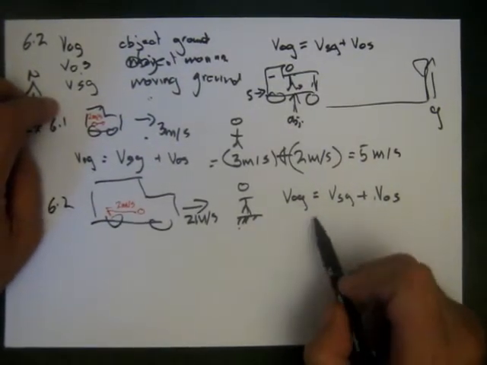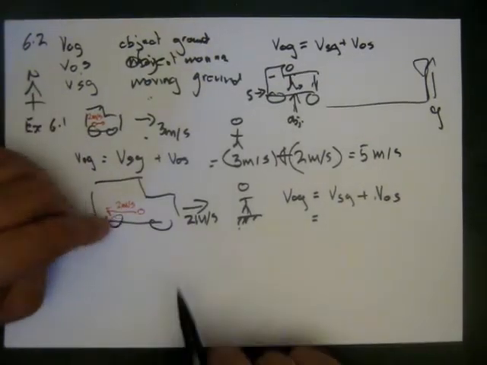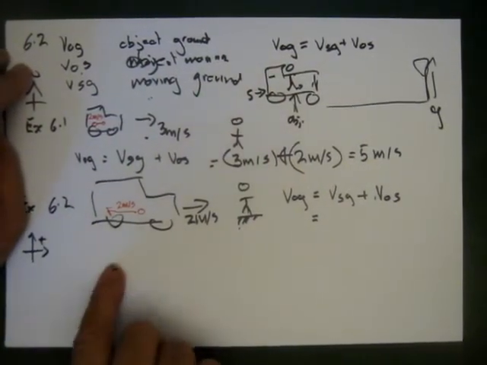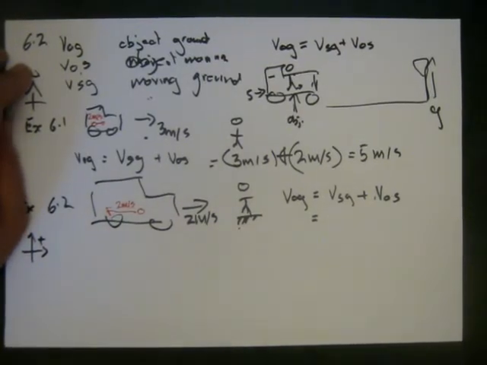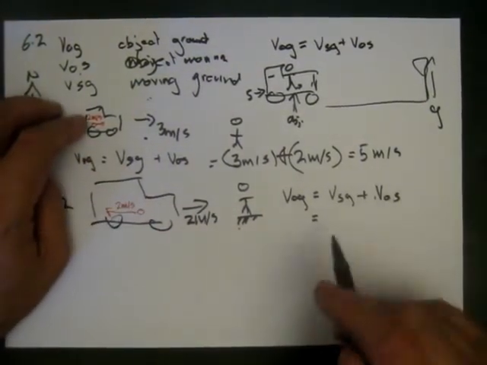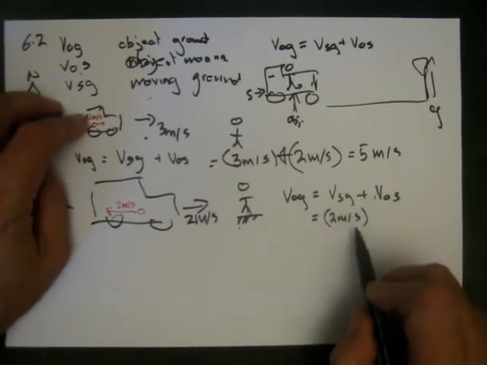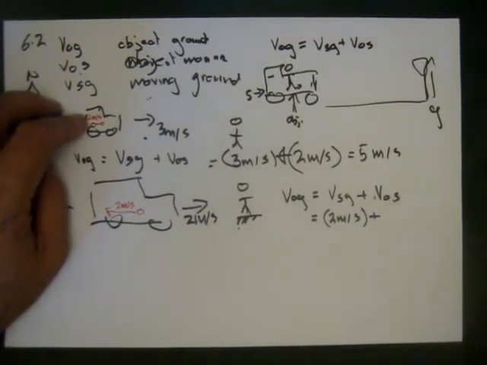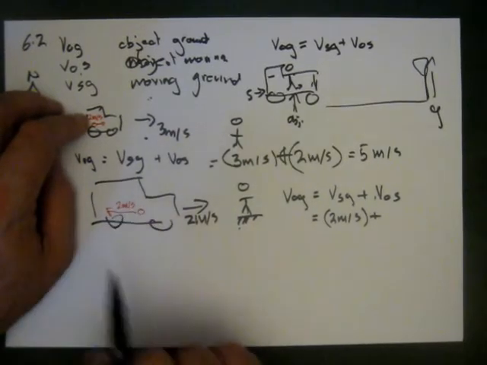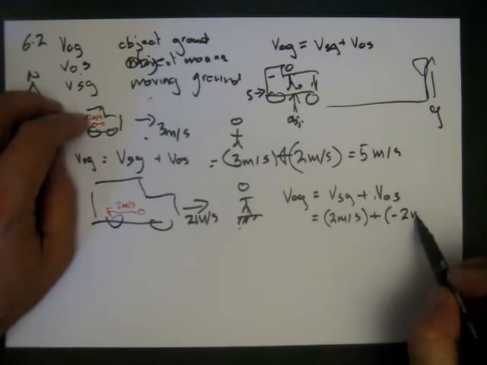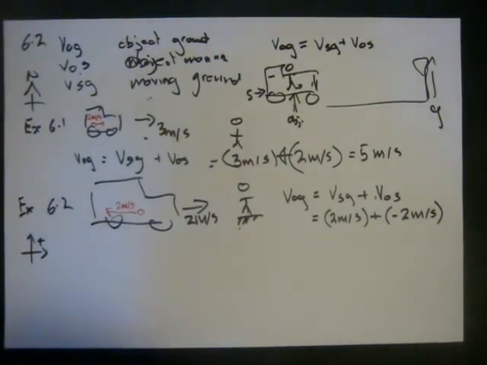Now what we have to take into account here is the van. So I'm going to set this up. This is going to be positive. Positive is going to be that way and up. So the van is headed towards me at 2 meters per second. Plus, and then I add on the speed of the ball, but the ball's going the other way. So that's going to be plus negative 2 meters per second because that ball is going that way.